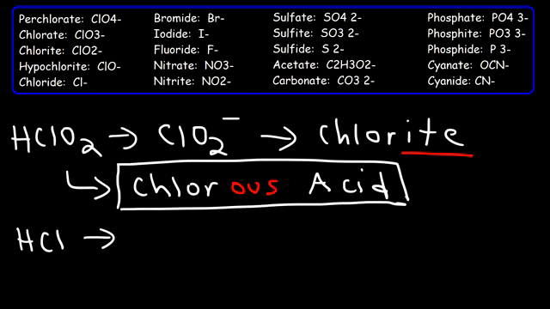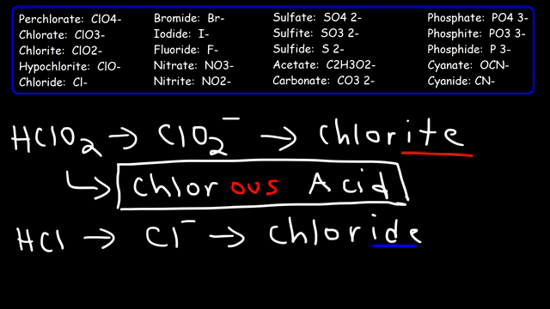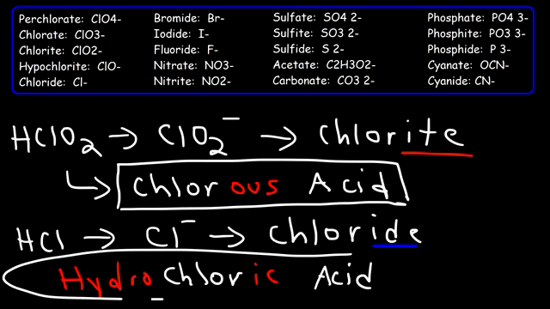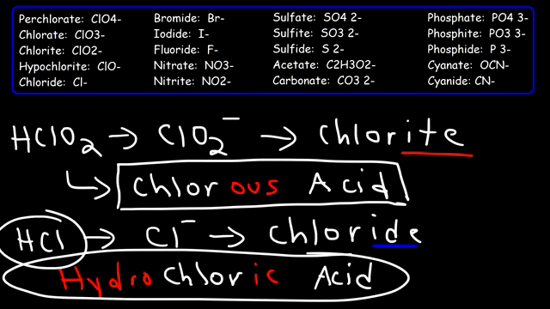Now what about HCl? If we remove the hydrogen atom, HCl becomes Cl-, and the name for that is chloride. So what do we need to do if the ion ends with the suffix ide? If it ends with ide, you need to add the prefix hydro, the suffix ic, and then the word acid. So this is going to be called hydro, and then instead of saying chloride, it's going to be chloric acid. So that's how you write the name for HCl. It's hydrochloric acid.